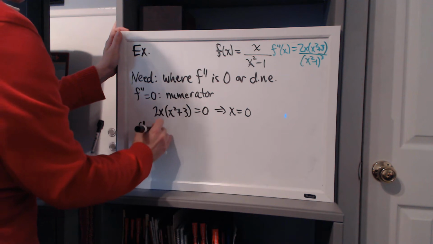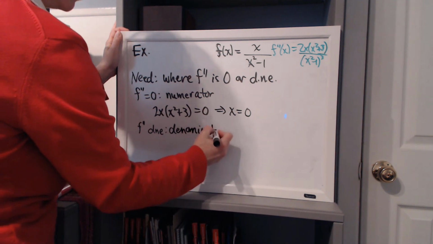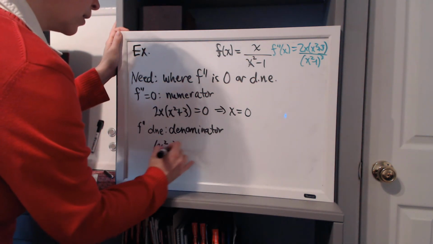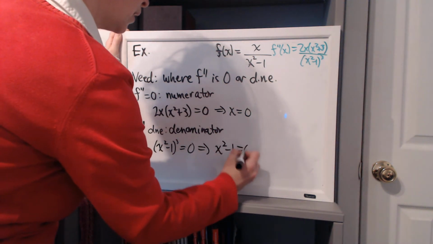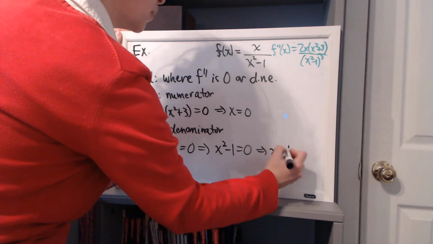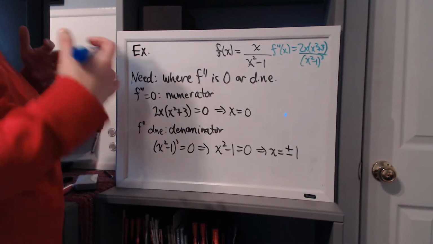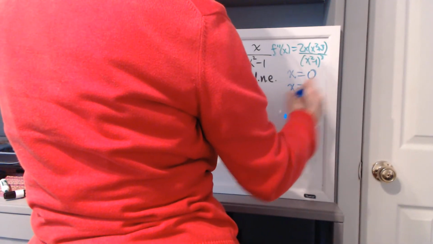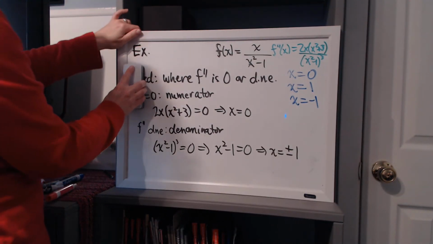For the second derivative not existing, we're going to look at the denominator. We want to avoid places where the denominator could be 0, so that means we have x squared minus 1 quantity cubed equals 0. So that means we're looking at x squared minus 1 is 0. So that means x would be plus or minus 1. So out of all of this, now that we've computed the derivative, figured out where the second derivative could be 0 or does not exist, we get the values x equals 0, x equals 1, and x equals negative 1. So those are the numbers that we are going to use to break up the number line.